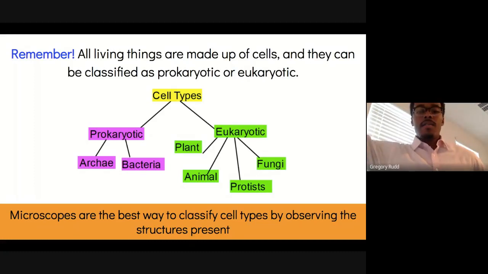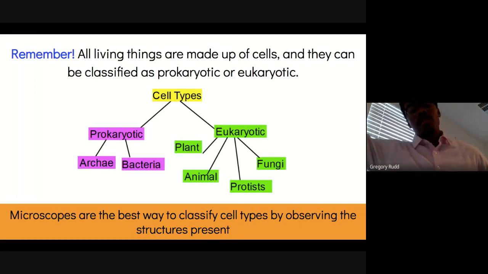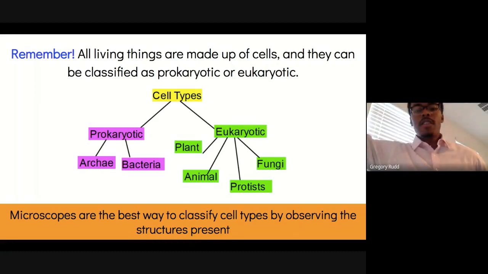Additionally, we can subclassify those two cell types even further and say that prokaryotic cells can be bacteria or they can be archaea, and eukaryotic cells can be plant cells, they could be animal cells, they could be fungi, and they can also be protists. And there are slight differences between these different cell types, but for the purposes of our biology class, we focus primarily on plant and animal cells and bacteria cells.